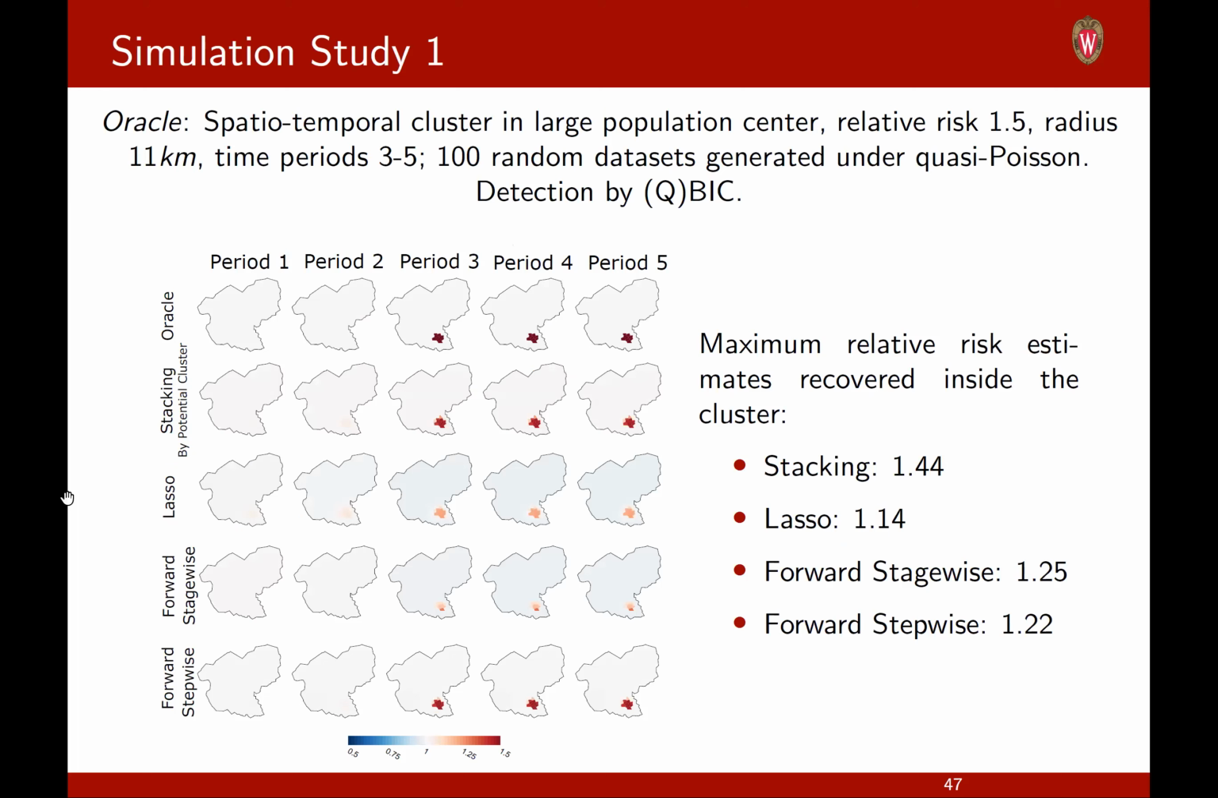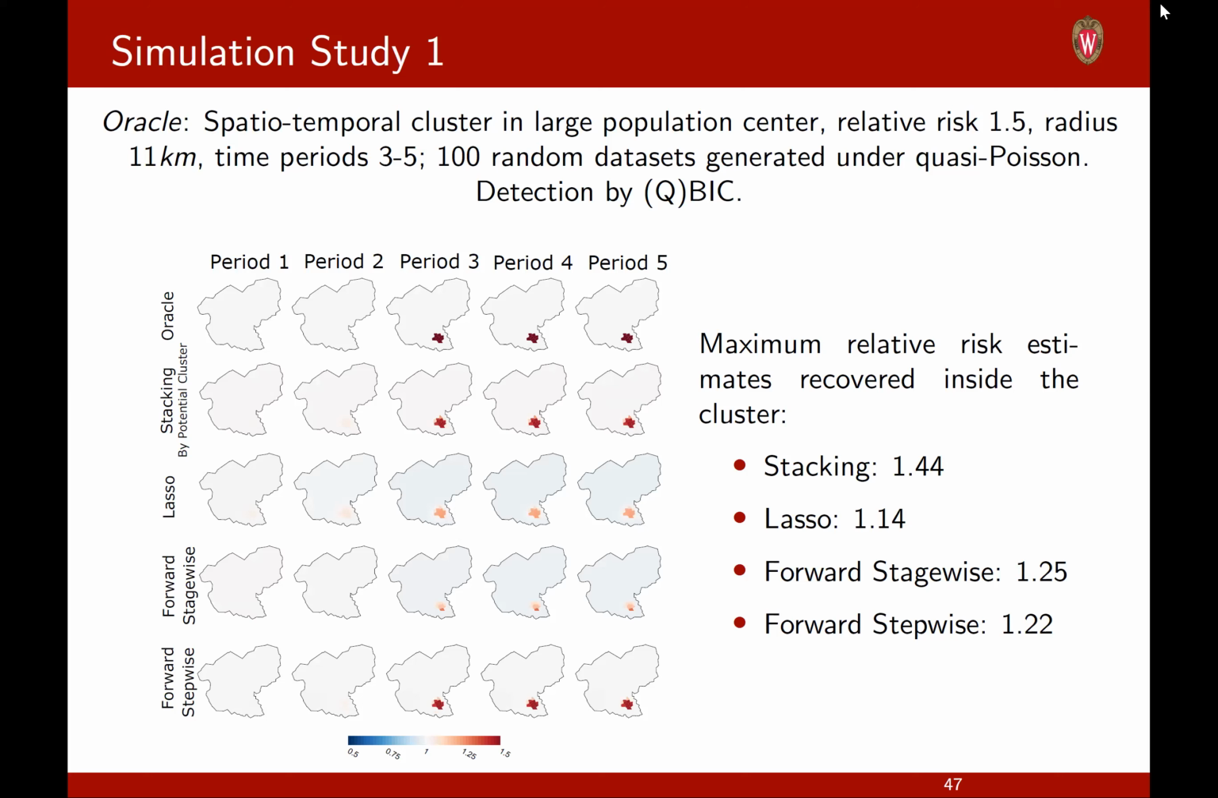Okay. So simulation studies. In one of our simulation studies, we put a spatiotemporal cluster, again, in a large population center. We give it a relative risk of 1.5, a radius of 11 kilometers, and we put it in time periods 3 through 5. And we generate, again, 100 random data sets under quasi-Poisson. So that is the top row that we see here.